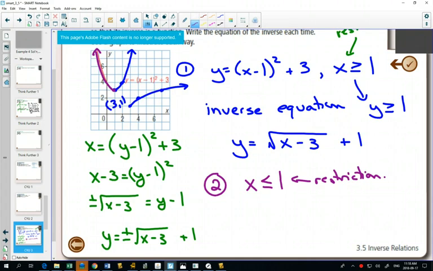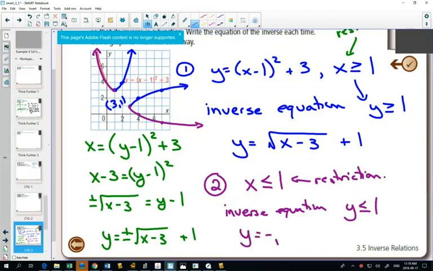If I did that, and flipped all of those or switched all of those x values, I would get the bottom half of that sideways parabola. And the inverse equation this time, the y values would have a restriction now to be y less than or equal to 1, and the equation of that one is the negative square root.